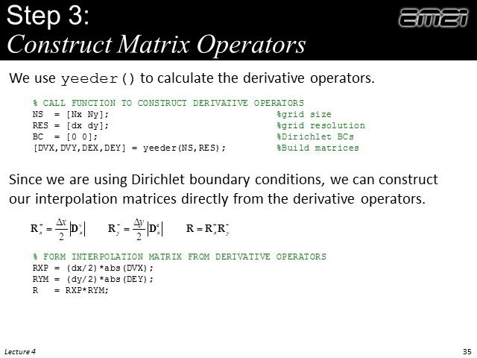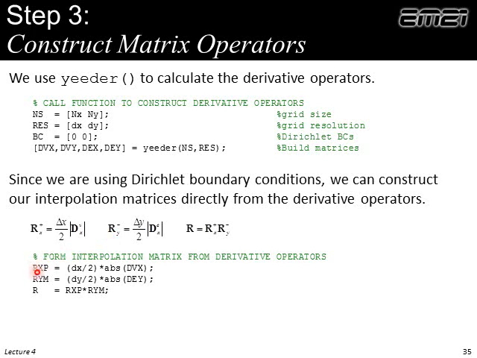And recall from our last lecture, or from when we talked about this in computational electromagnetics, those interpolation matrices look very, very close to the derivative operators. And in fact, when we're using Dirichlet boundary conditions, we can calculate them directly from the derivative operators. So for the details of that, I would refer you back to the lecture in computational electromagnetics. But these are the equations we'll be using to build these.